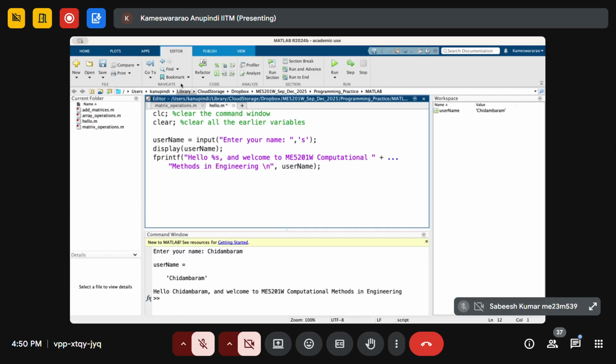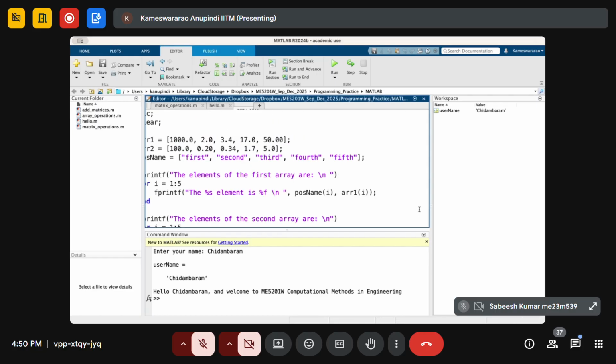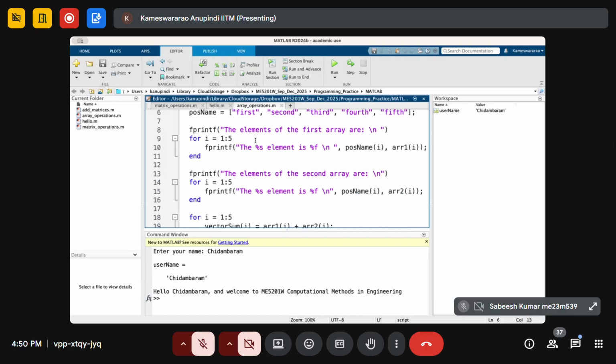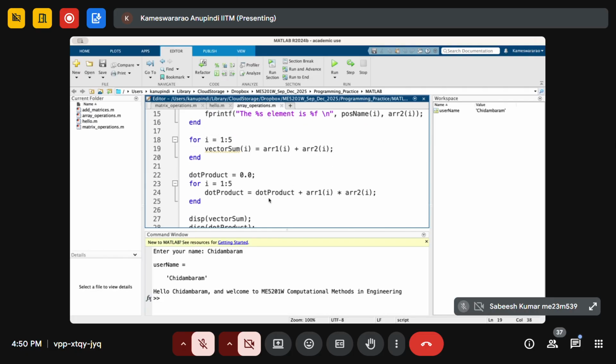Okay. Similarly, I have a few other programs, which is the array operations, in which I have two arrays, array 1 and array 2. I have also given the names of these arrays as first, second, and so on. First, it's going to print all the elements. Then it's going to do a vector sum, that means add each element one by one. Then it's also going to do a dot product and then display that.